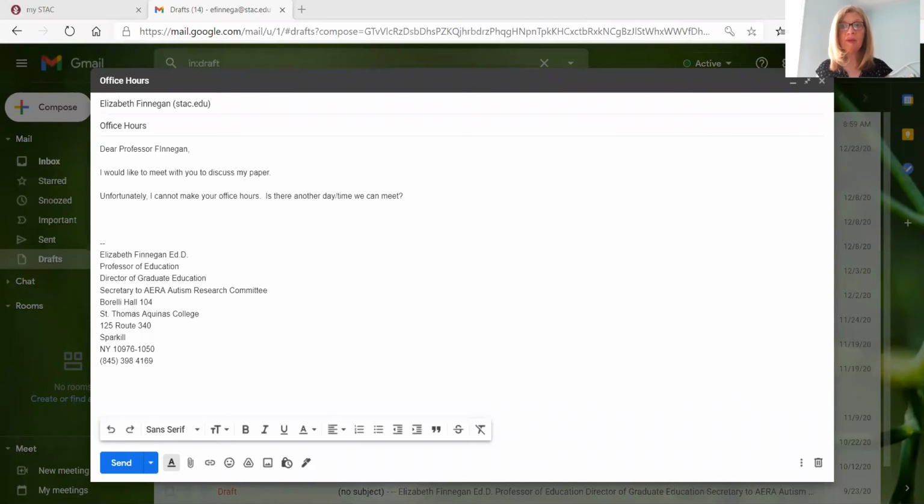Now, it is possible that you cannot meet with the professor during their office hours at all. Maybe you have classes at those times. So what do you do in this scenario? Well, in my case, you can actually meet with me via appointment. So you need to email me or email your professor to set up an appointment.